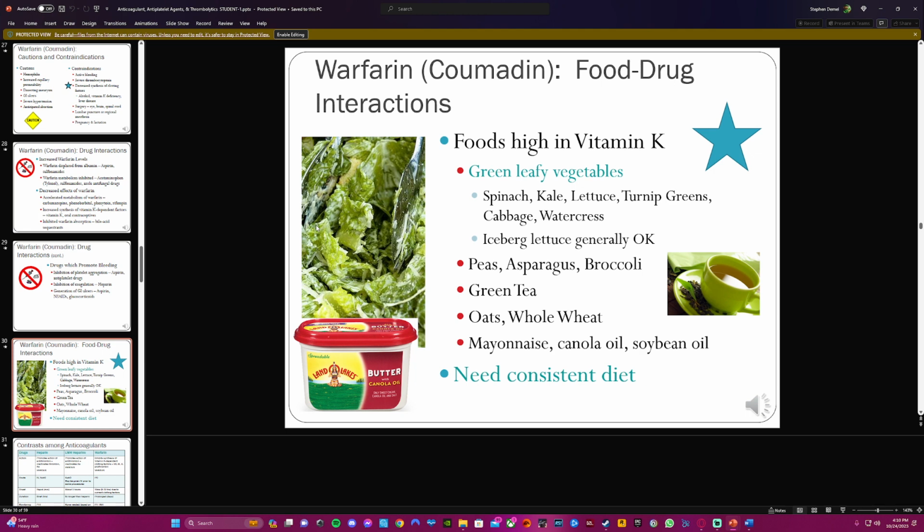Warfarin food drug interactions. Foods high in vitamin K, such as green leafy vegetables, spinach, kale, lettuce, turnip greens, cabbage, watercress. Iceberg lettuce is generally okay. Peas, asparagus, broccoli, green tea, oats, whole wheat, mayonnaise, canola oil, and soybean oil. You need a consistent diet.